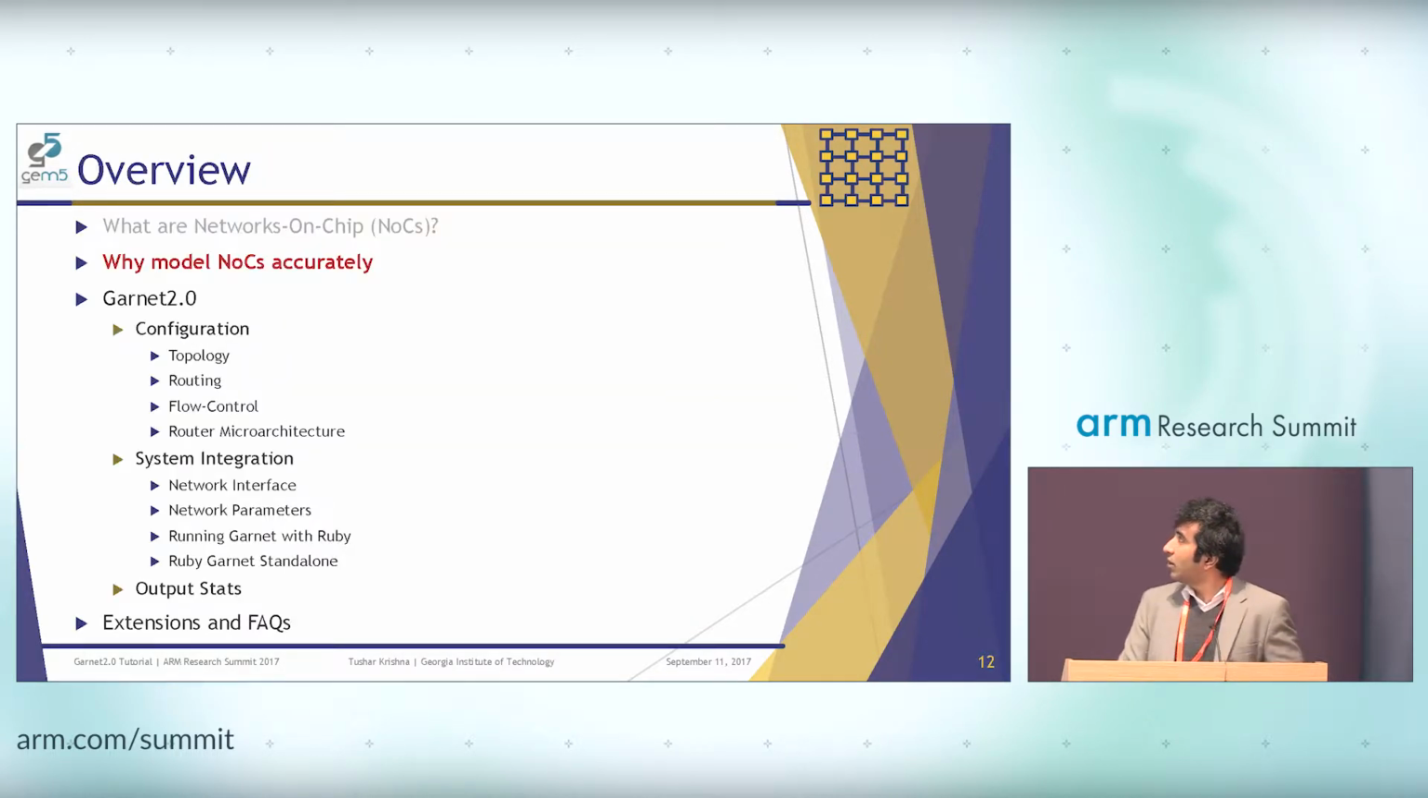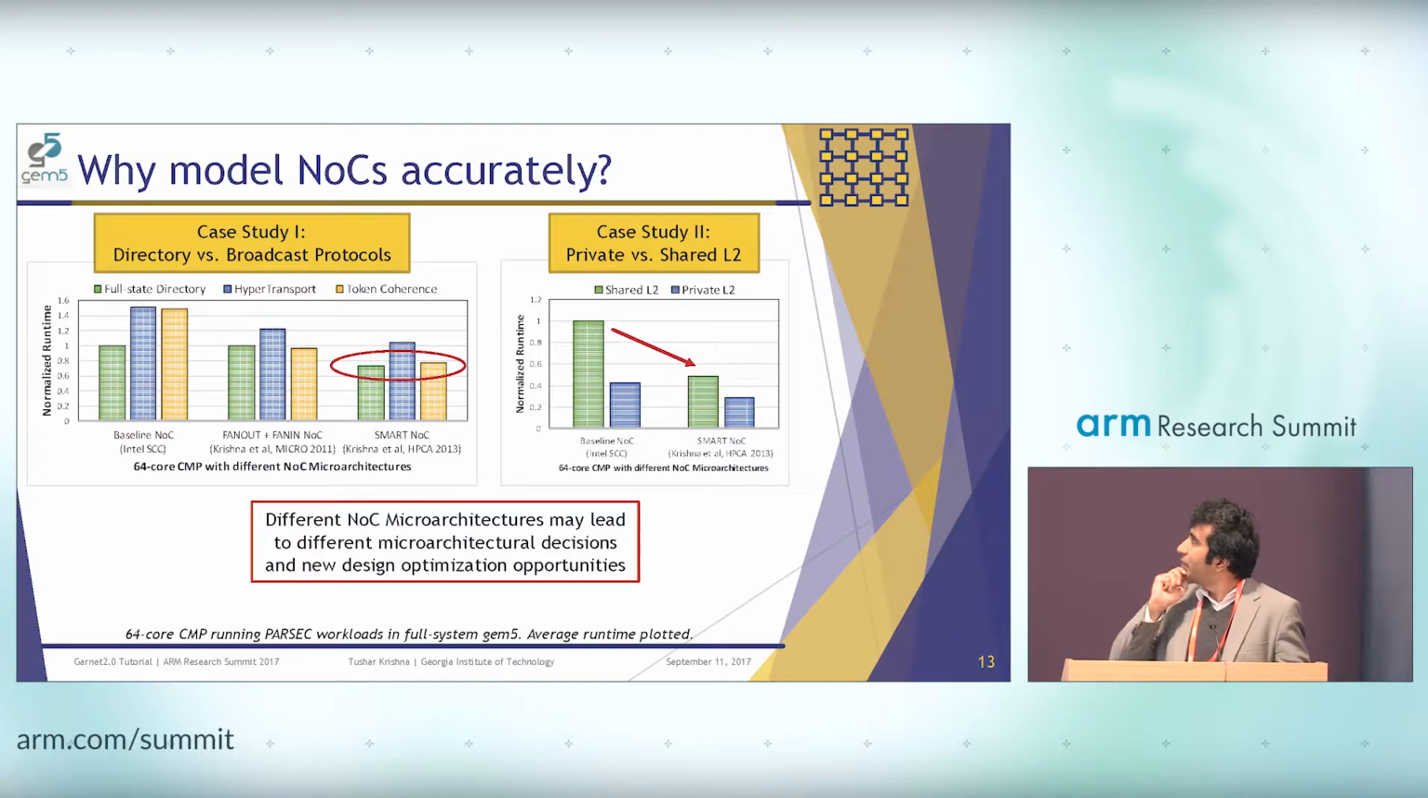So that's at a very high level what a network is: your topology, routing, flow control, and microarchitecture, and we'll jump into those when we go into Garnet. So why do we care about NOCs, and why should we model them accurately? I'll give a brief glimpse through 2 case studies. Both of these were done with gem5.